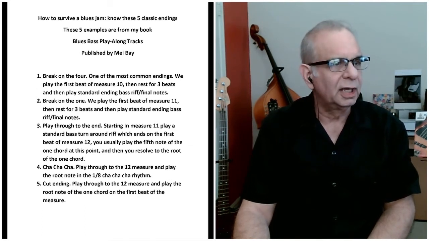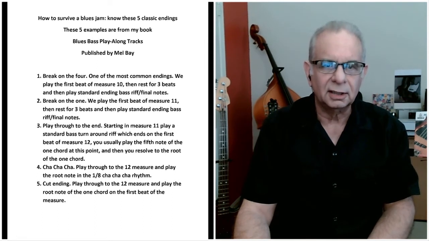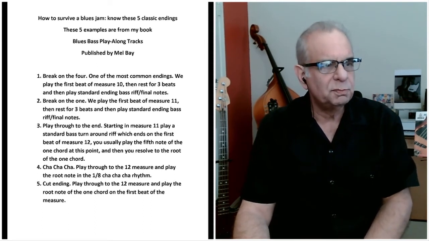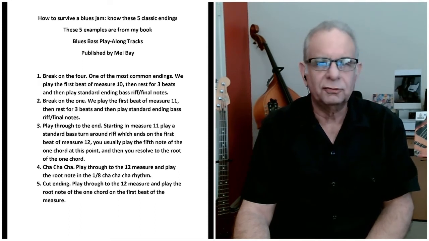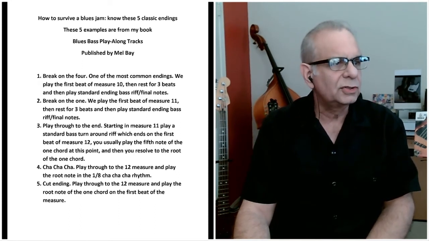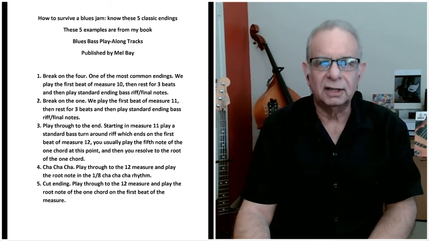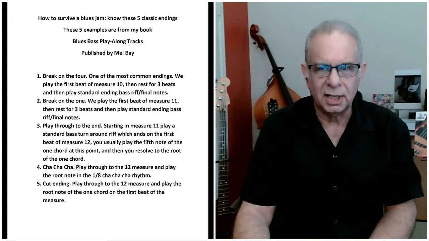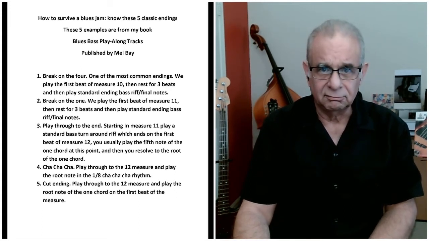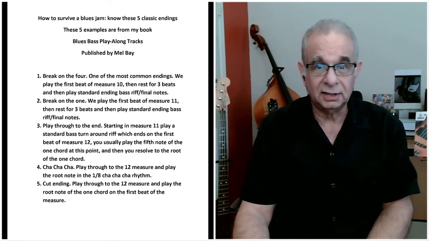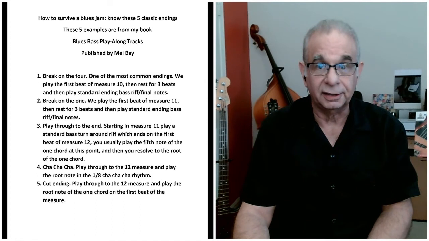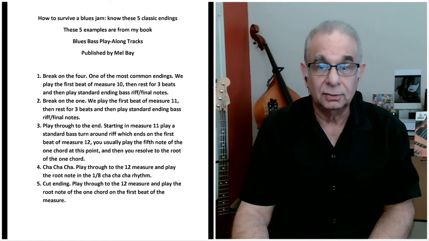The first one is called Break on the 4. It's one of the most common endings. We play the first beat of measure 10 and then we rest for 3 beats. And then we start playing a standard blues ending riff through measure 11 into measure 12, and then we end typically on the first, second, or third beat of measure 12. The reason that is open like that is it just depends on the style of the song and who is leading the song and when they signal, boom, the last note.